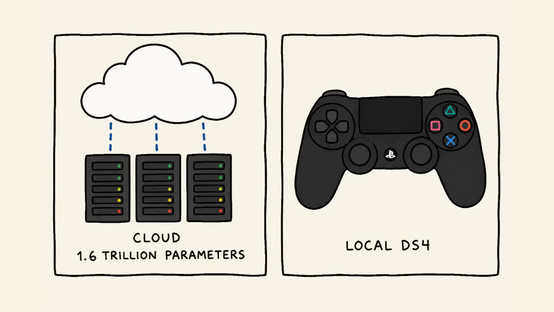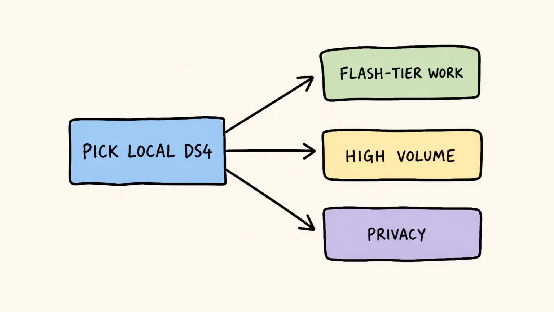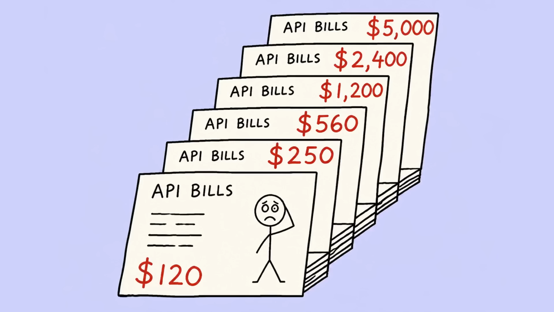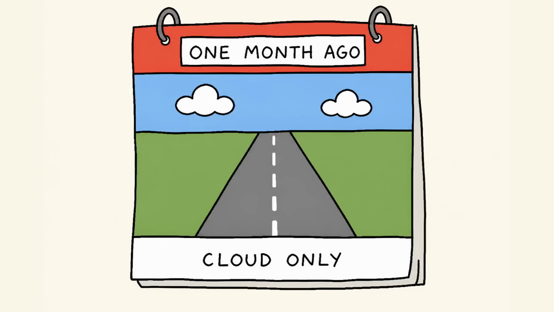So, pick the cloud if you need the absolute top of the frontier, the 1.6 trillion parameter tier, or, I don't know, you just can't justify the hardware. Pick local DS4 if your work's Flash tier, or your volume's high enough that the API bills sting, or privacy just isn't negotiable. That's the fork now. And a month ago, it wasn't a fork at all.